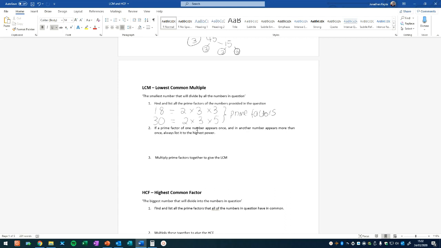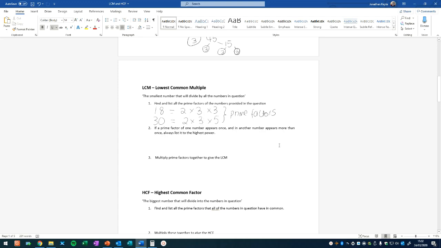So step one, find and list all the prime factors of the numbers provided in the question. Sorry, I forgot to say that. So we've listed the prime factors. Now, if a prime factor of one number appears once, so for example, here in 30, 3 only appears once, and in another number appears more than once, in 18, 3 appears twice, we would always take the higher power.